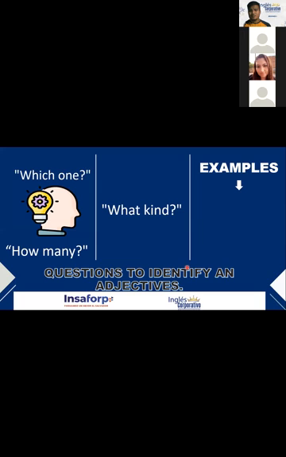But when it comes to a sentence, how am I going to identify an adjective? How will that be possible? ¿Cómo voy a identificar un adjetivo when I have a sentence? For example, there are three questions that you will need to ask in order to find which one is going to be the adjective: which one, how many, and what kind.